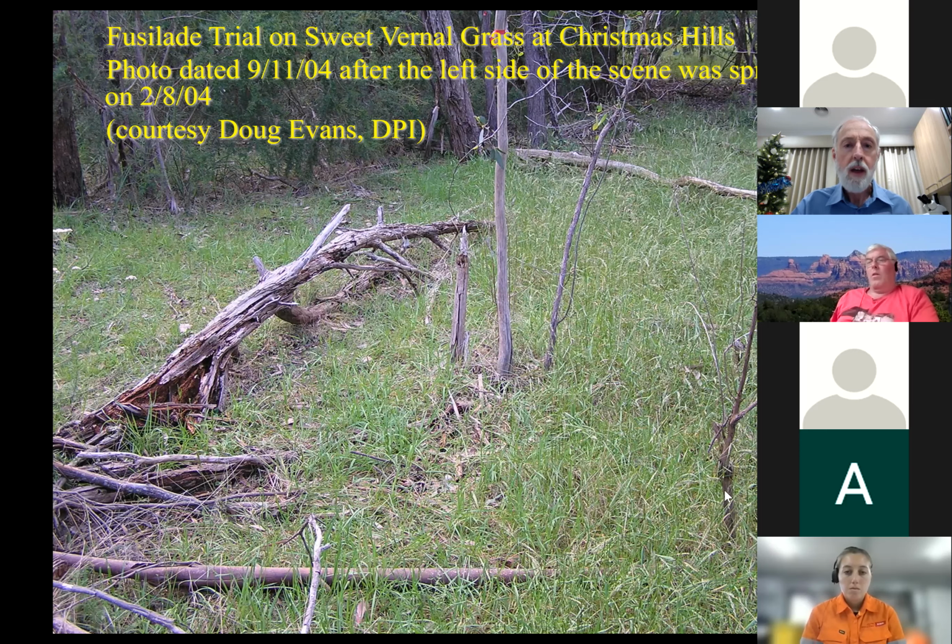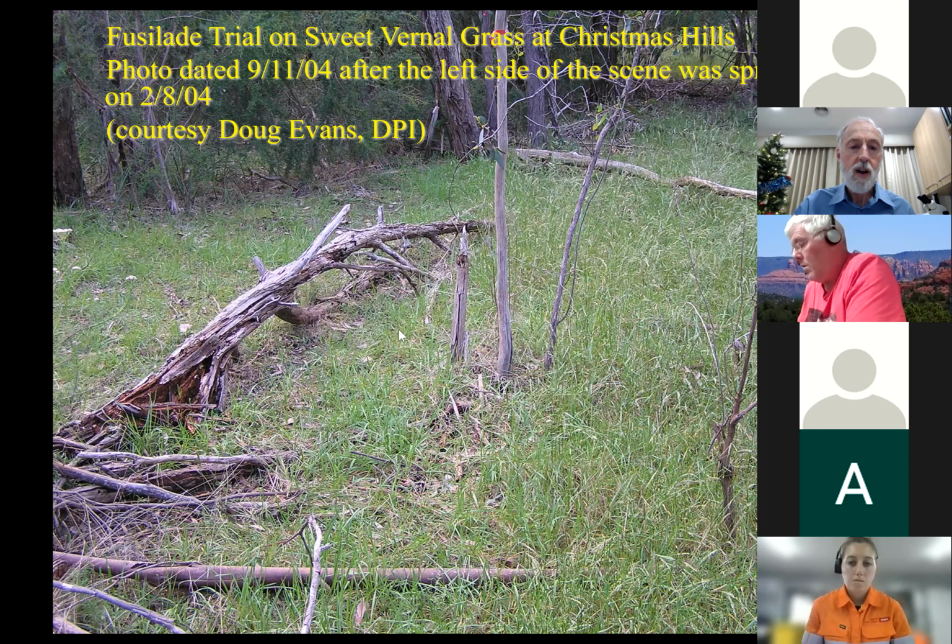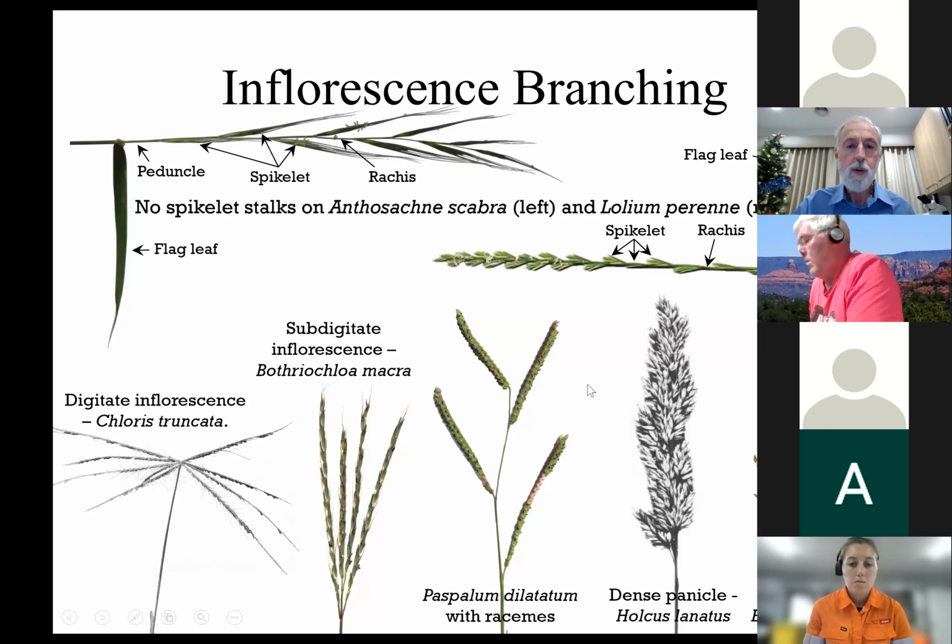Doug reported to me in words that on this side there was almost no sweet vernal grass left, just native grasses and a few wildflowers and that sort of thing. On the right-hand side here, there's lots of sweet vernal grass. So he regarded this as a success. So there's another example demonstrating that you can use chemicals to selectively control sweet vernal grass.